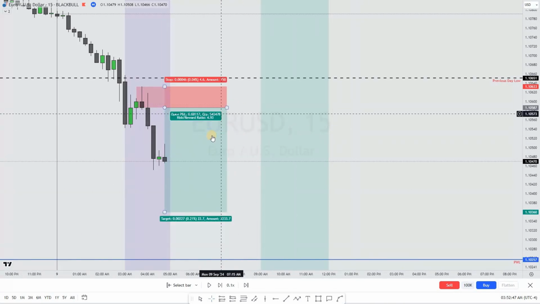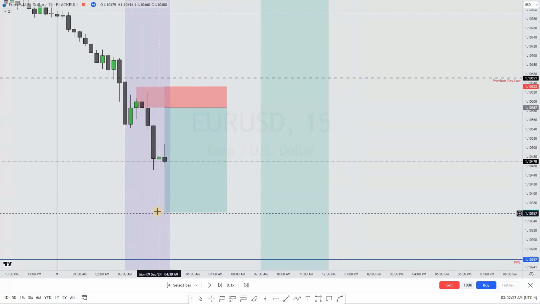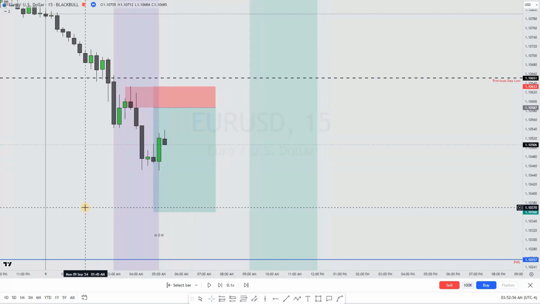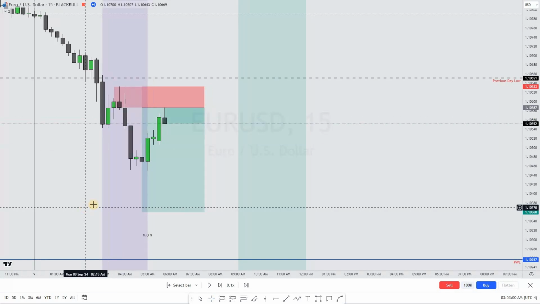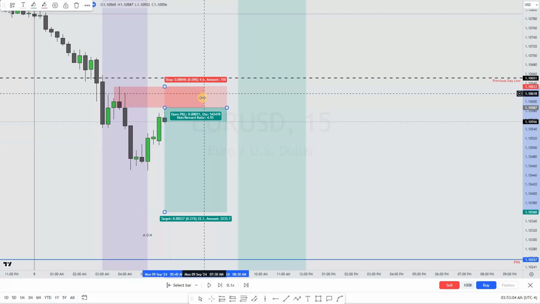So that's why I decided to just take off. I like to take my profit on this level. So let's see. The price started retracing, and there I was indeed triggered right there.